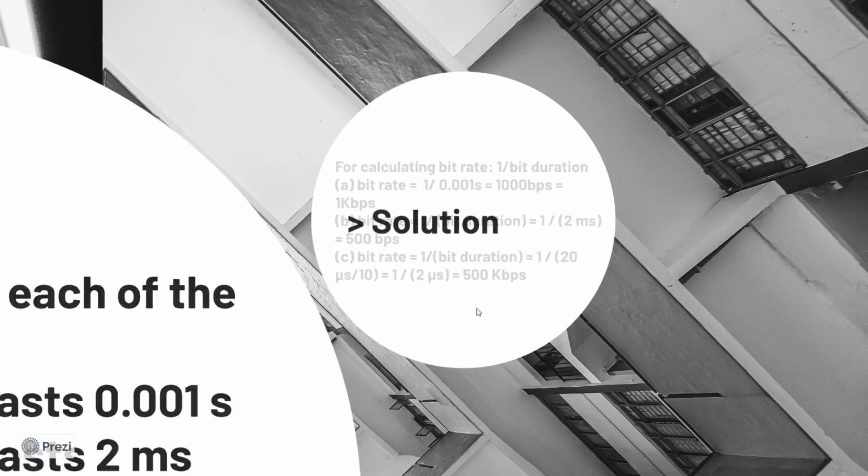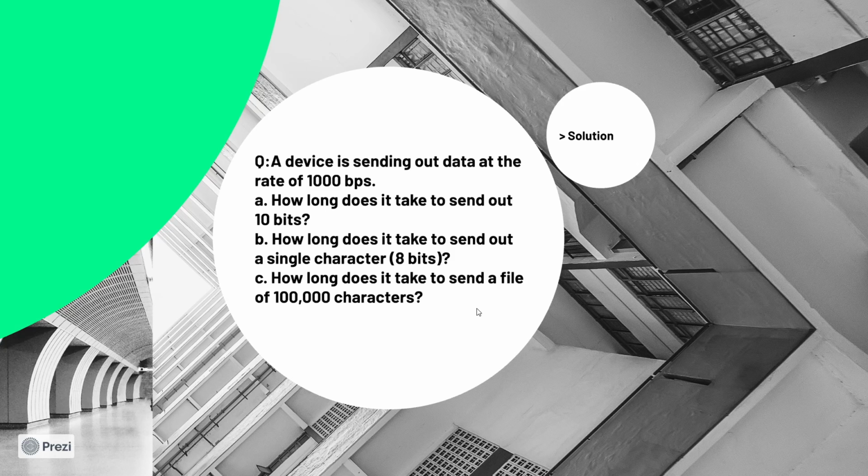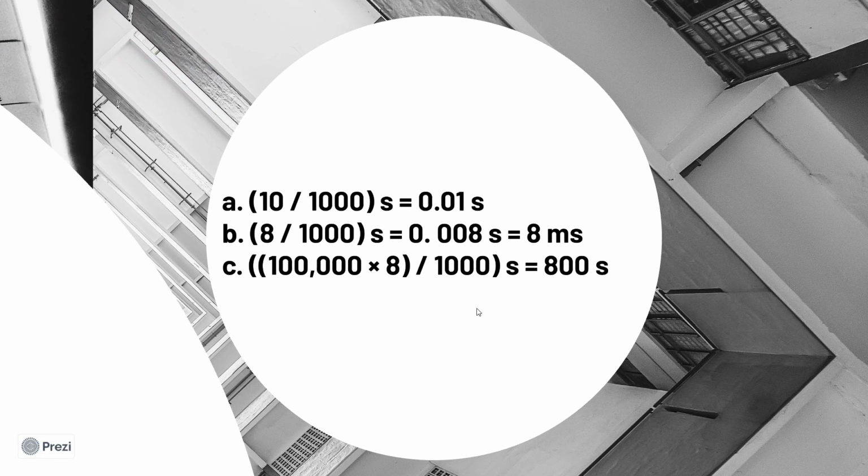Let's move further ahead. Let's look at problem number 2. A device is sending out data at the rate of 1000 bits per second. How long does it take to send out 10 bits? In the first problem, we had to calculate the bit rate. In the second problem, we are already given the bit rate. We just have to calculate how much time it takes to send the given number of bits. It's very simple. We just divide 10 by 1000, which will be 0.01 seconds.